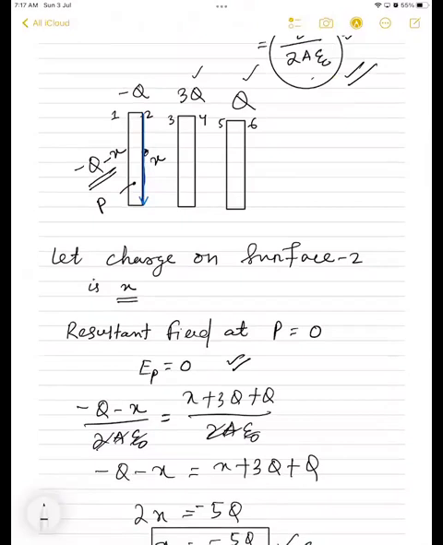Students, in total you have been given how much? 3q minus q minus q, 3q. Total charge is how much, students? Say it here. Total charge is how much? 3q plus q minus q. 4q, or not?